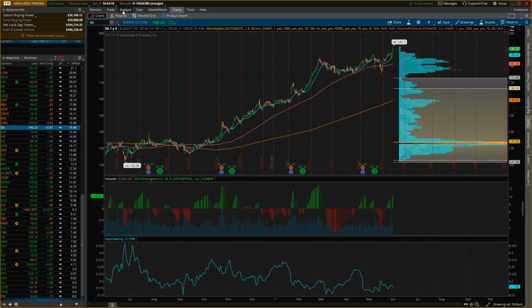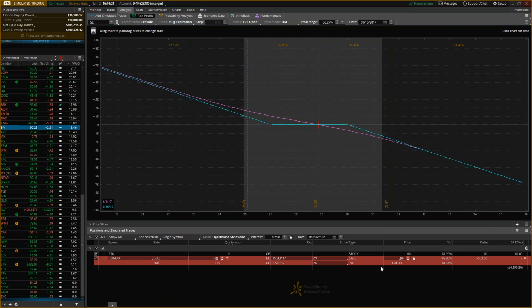So let me throw up this Analyze tab. This is GE, and it ended up being a 4-cent credit on this, it looks like. But this is your risk profile. So you can see when you do it for a 4-cent credit, the break even here is going to be at $29.05, or 4 cents, whatever my credit is there.